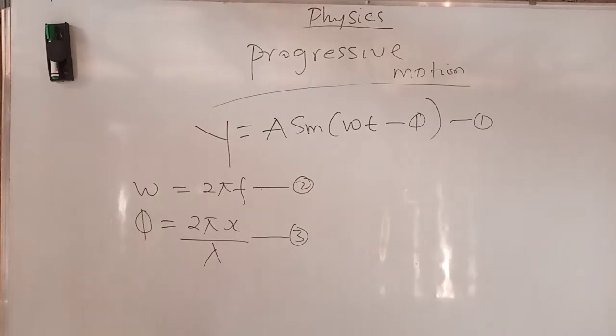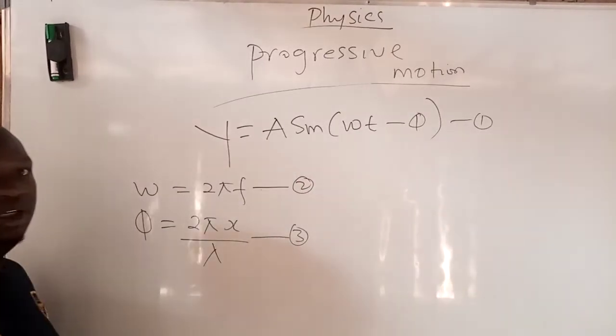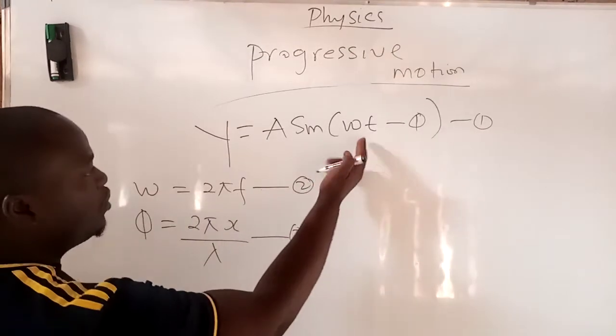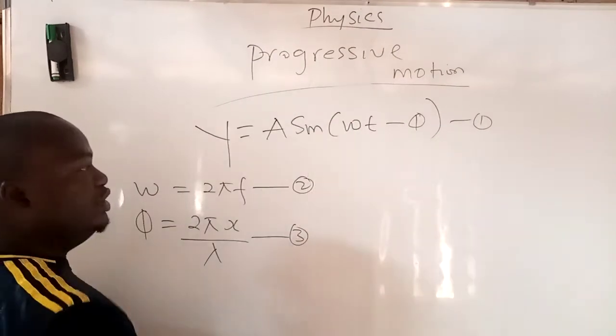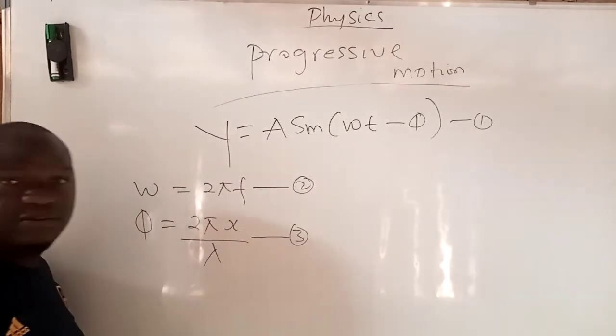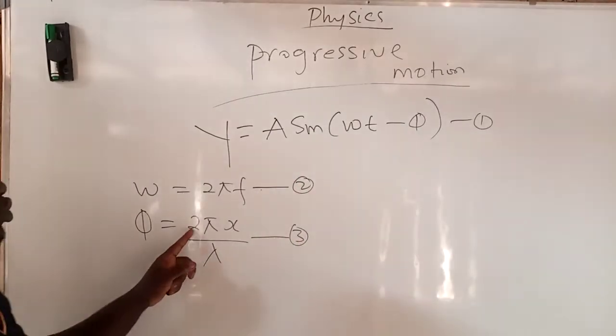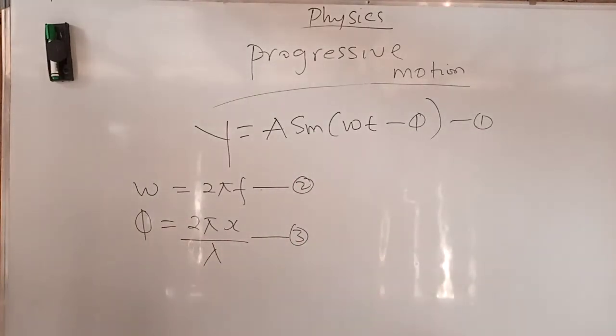Now, look at what I want to do right now. I want to put both my equation 2 and my equation 3 into my equation 1, and it will change. Under progressive waves, if you do not understand this concept, you cannot solve it. It's not possible. So from equation 1, whenever I see my ω, I will replace it with 2πf. Whenever I see my phase angle, I will replace it with 2πx all over λ. And doing so, my equation will now change.